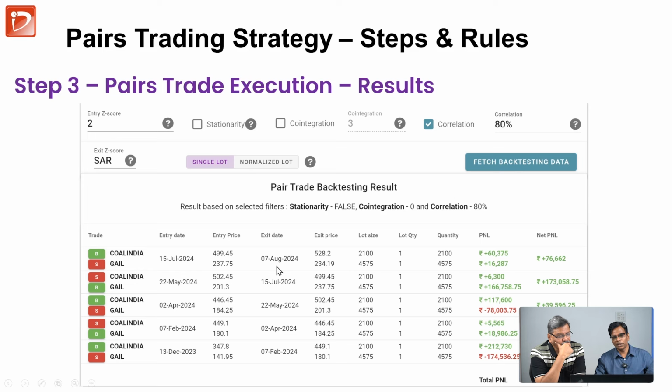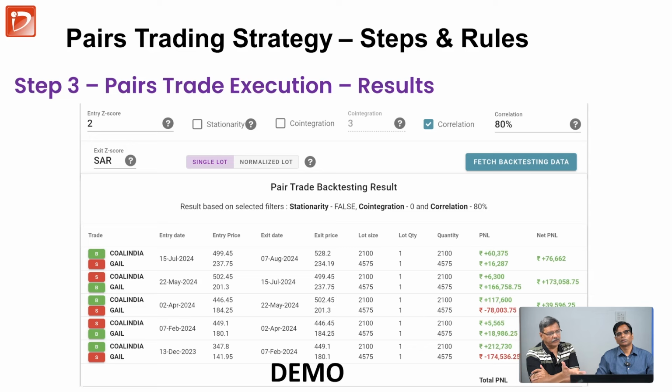You can see here it took only 21 days, and here it took about 3 weeks. So it depends. Some can be much longer and you have to stay in the trade, and sometimes it can be short also. It totally depends on how the two stocks are behaving with respect to each other.